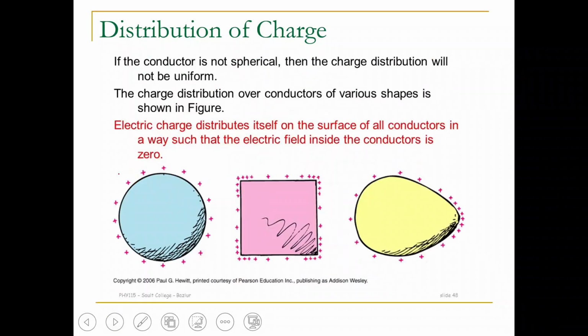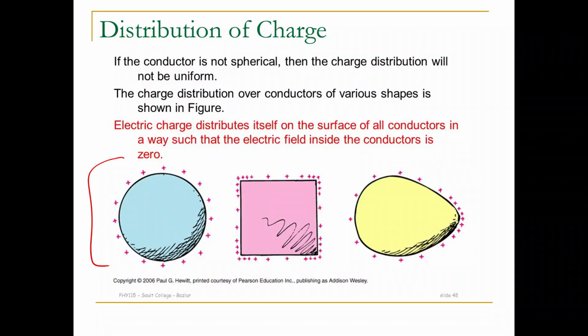Now, if it's a nice symmetrical object, then the charges are going to distribute themselves equally. So once again, this is a positively charged object, not because we've gained protons, but because we've lost electrons. And because it's symmetrical, they're going to be evenly spaced.